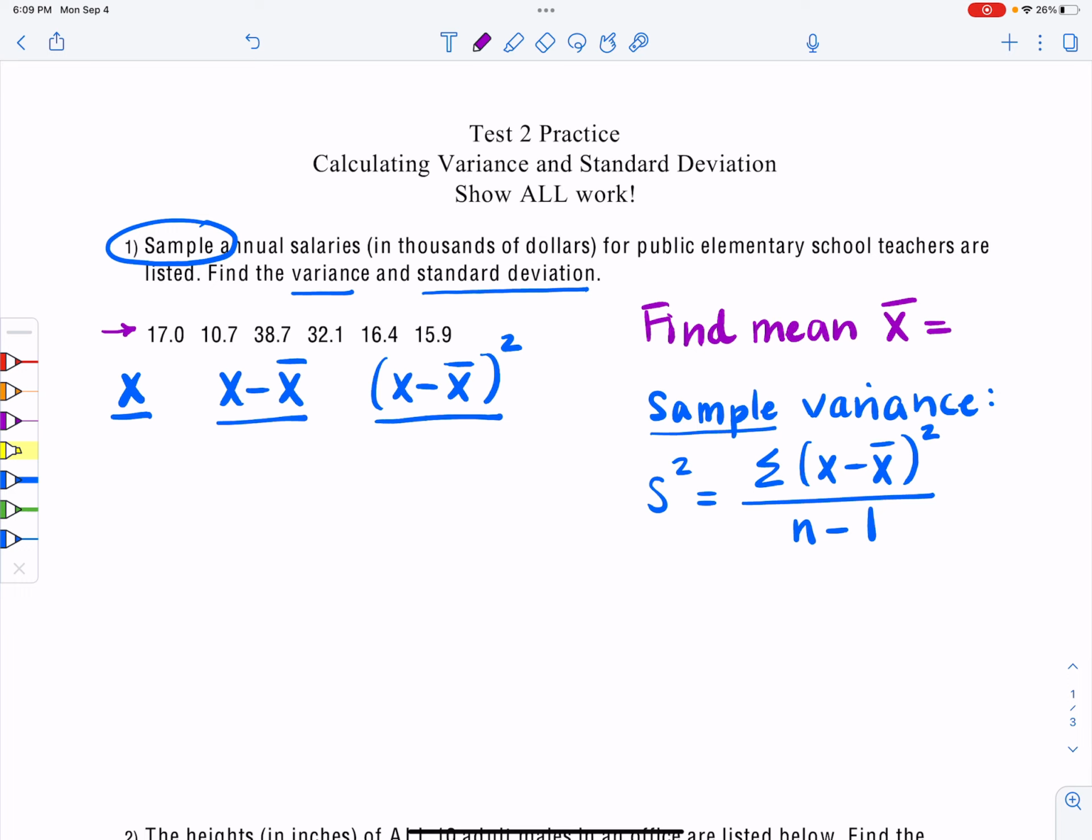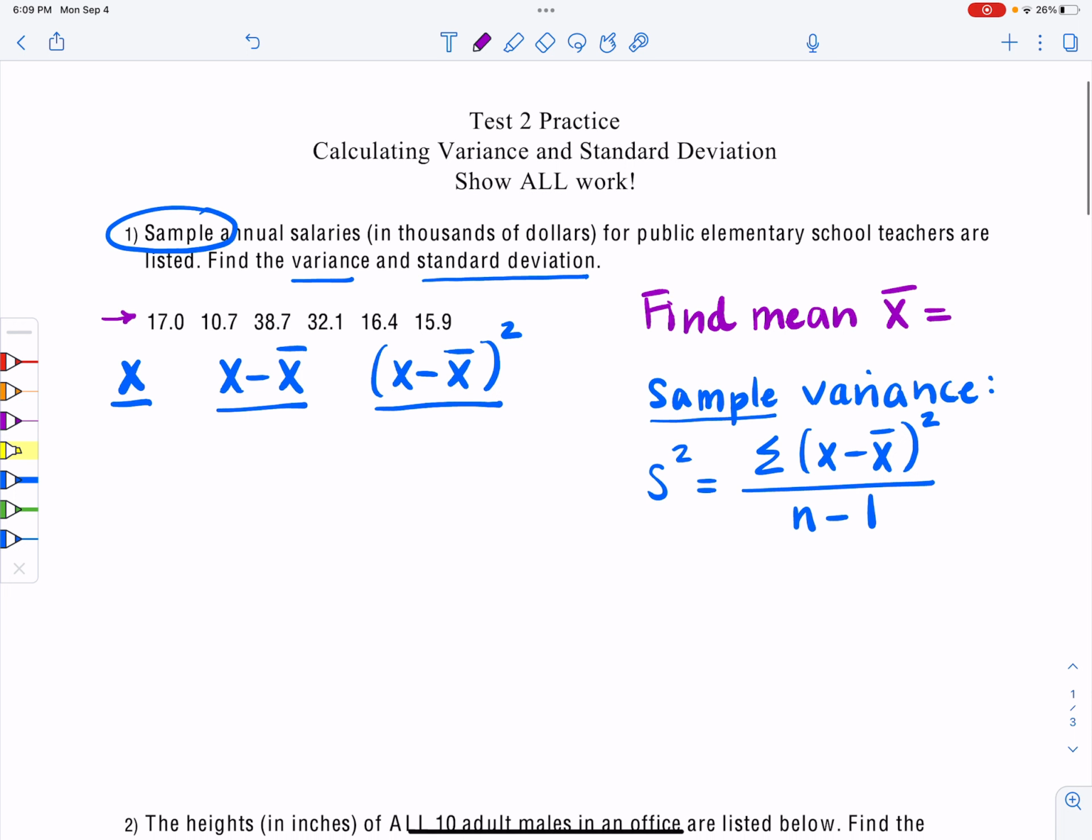I get a sum of 130.8. And I'm going to divide that by 6 because I have 6 values in this sample data set. That's going to give me a mean of 21.8. That's the value right here that I'm going to be subtracting from each value of x.